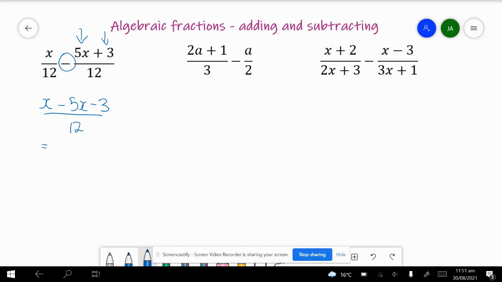Okay, let's look at tidying up that top line. So we've got 1x here minus 5x, so that becomes minus 4x, and we've still got the minus 3, and then that's all over 12. And that's as far as you can go with that.